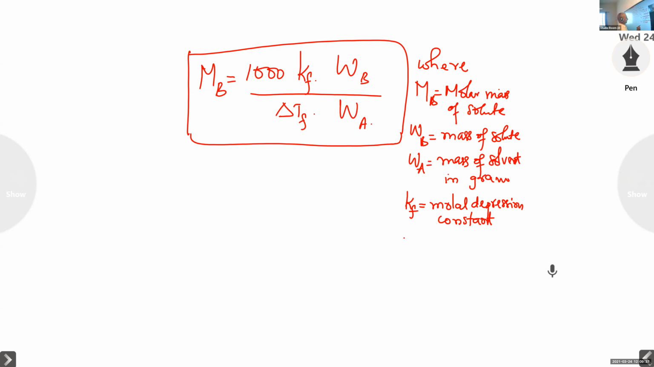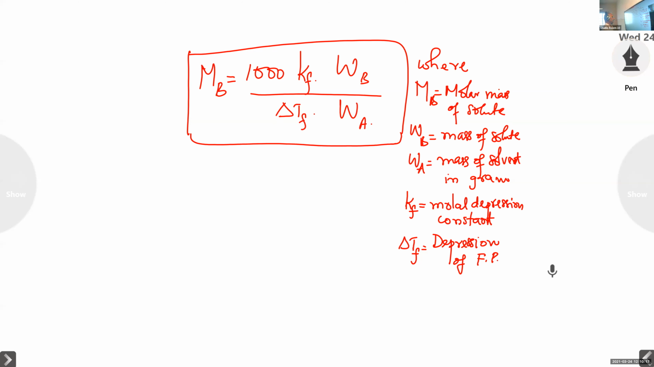And there is one more term, that is delta Tf, that is depression of freezing point of the solvent. So these are the terms. So using this equation, we can calculate molecular mass of a non-volatile solute from the depression of a freezing point. Solutes like say glucose, sucrose, urea, etc. can be calculated using this method.